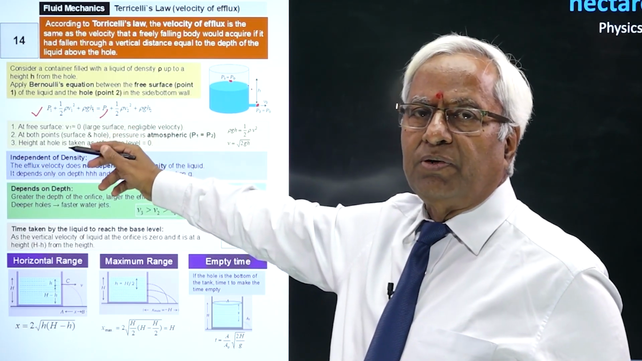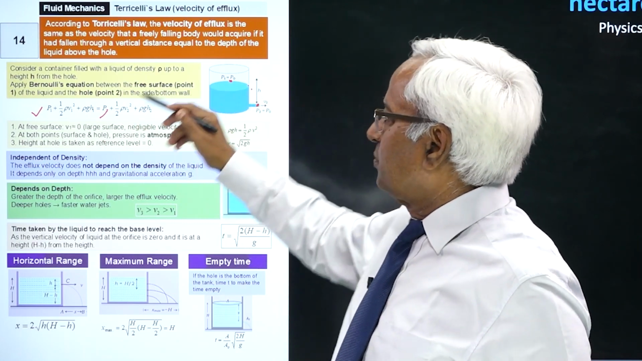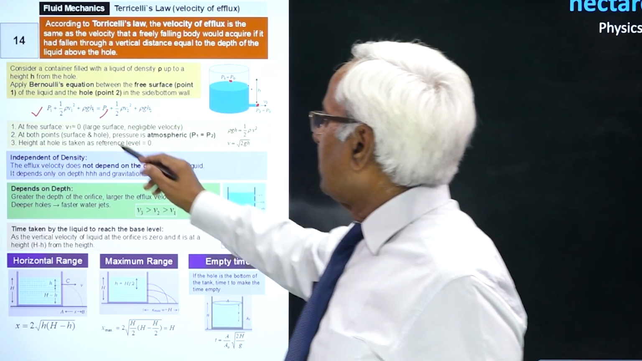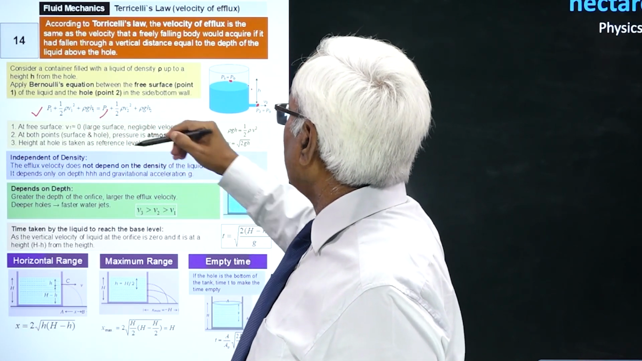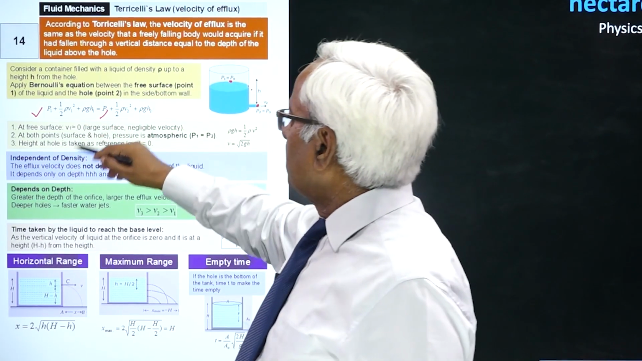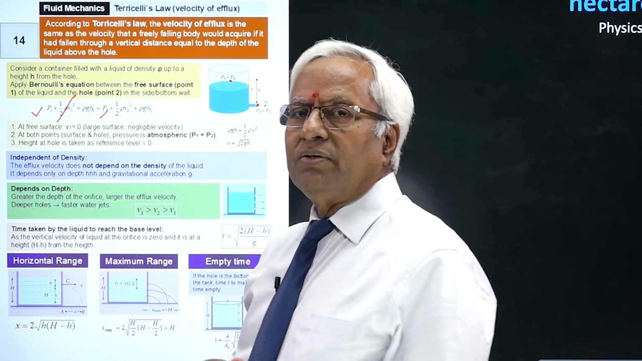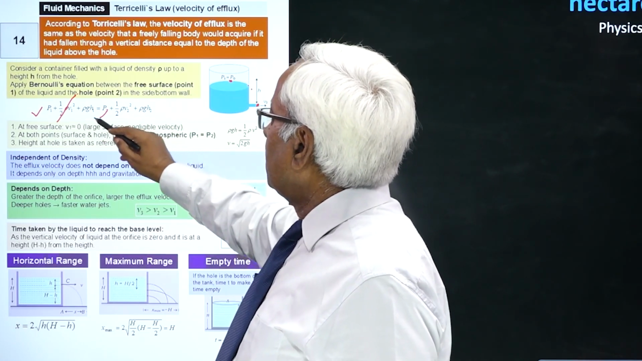In Bernoulli's theorem, you have three terms. First term, that is pressure, is going to be common at both. Then half density V1 square, half density V2 square. At one point, the liquid is at rest. So, this term also vanishes. Second term only is left over here.